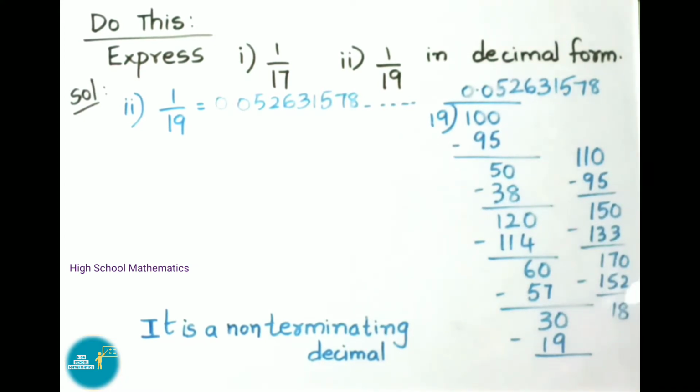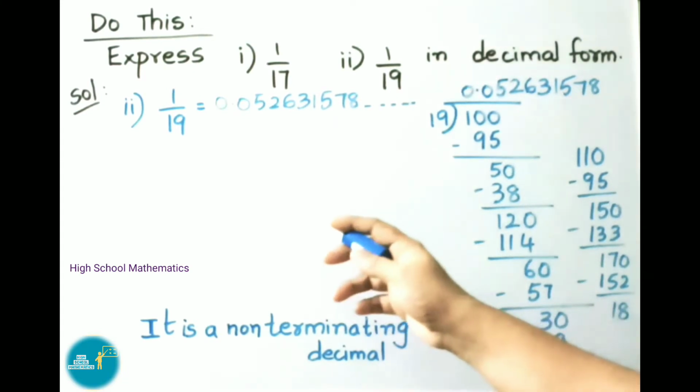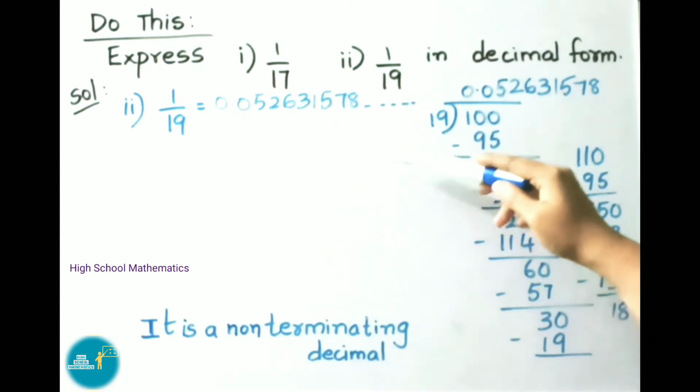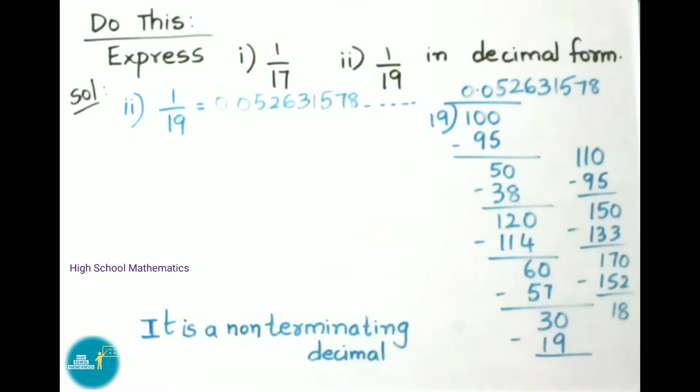19 table, 8 times 152. 170 minus 152, you will get a remainder 18. So this division continues. So it is a non-terminating decimal. So our answer is 1 by 19 equals to 0.052631578, and so on. So finally we can say 1 by 19 is a non-terminating decimal.